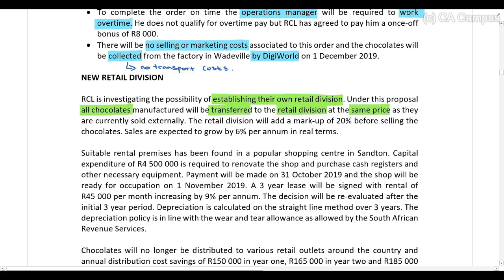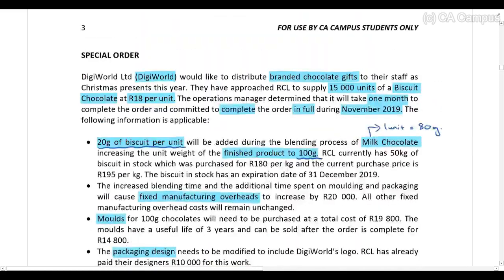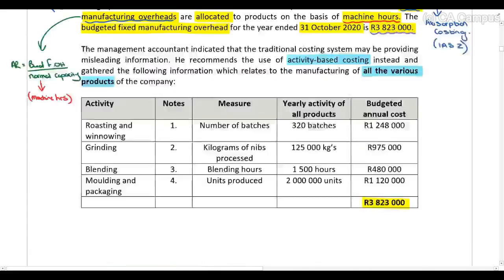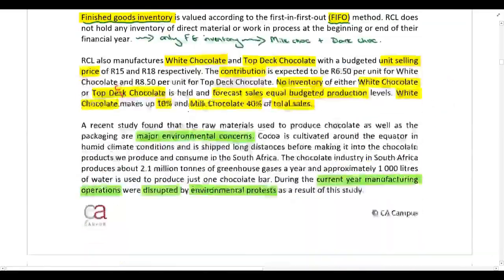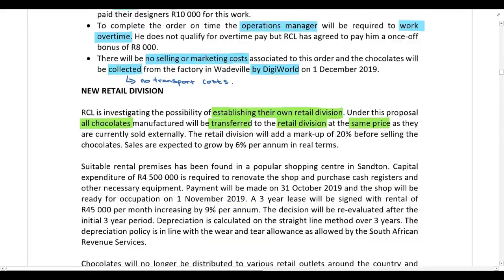All right, guys, so if we go back, right at the beginning of the question, you were specifically told that they currently only manufacture chocolates, and then they sell these chocolates to various retail outlets around the country. So now, instead of selling the chocolates to various different retail outlets around the country, they are looking at establishing their own retail division.